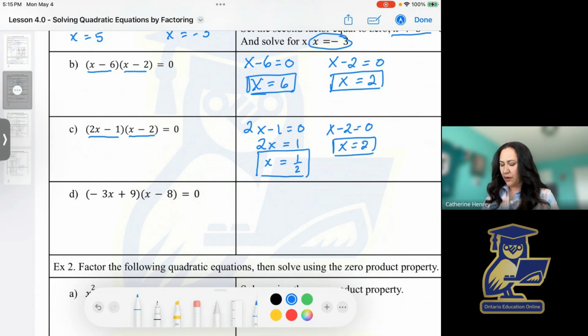We'll continue with our next example. Two factors. We'll take the first factor, negative 3x plus 9, and set that equal to 0. Negative 3x is equal to negative 9. Divide through by negative 3, and we'll get x is equal to positive 3. Then we'll take x minus 8, which is the second factor, set that equal to 0, solve for x, and x will equal 8.